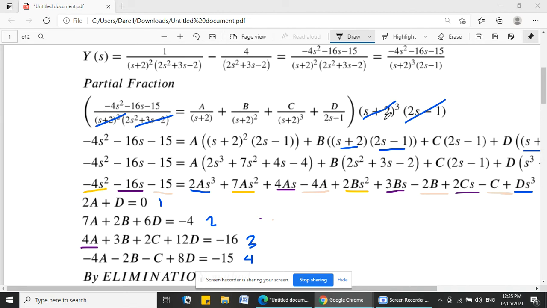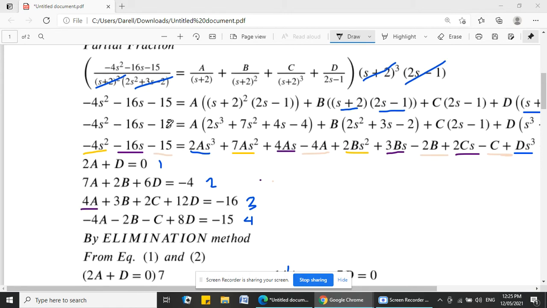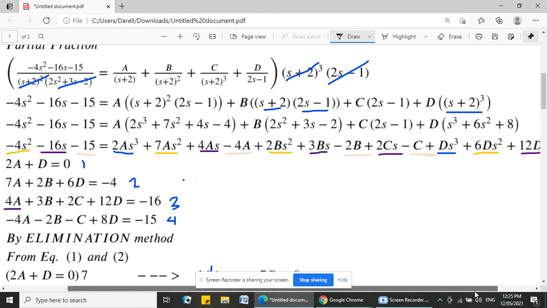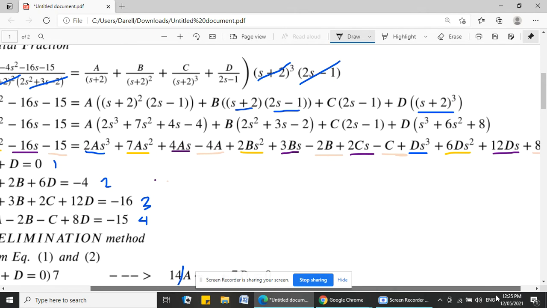So, multiply both sides by s plus 2 cubed times 2s minus 1. The denominator on the left side cancels. What remains is negative 4s squared minus 16s minus 15 is equal to A times s plus 2 squared times 2s minus 1, plus B times s plus 2 times 2s minus 1, plus C times 2s minus 1, plus D times s plus 2 cubed.